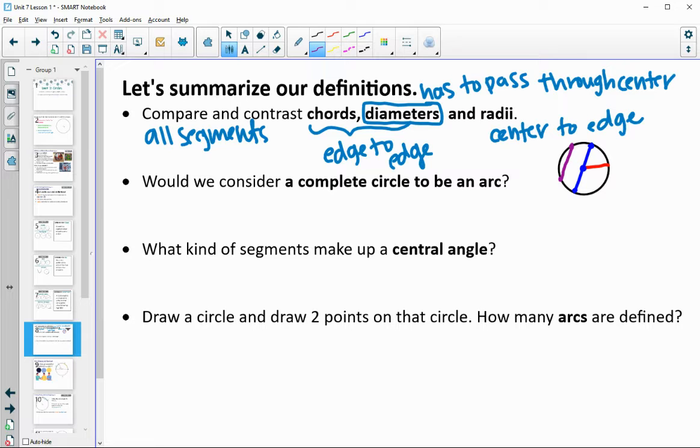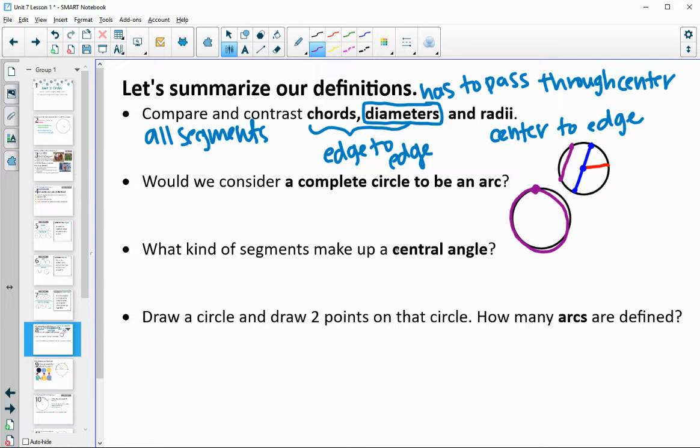And then would we consider a complete circle to be an arc? So yes, it's a portion of a circle. It's just the whole circle. So it goes from here all the way around to here. That would be an arc. It's just a whole circle.